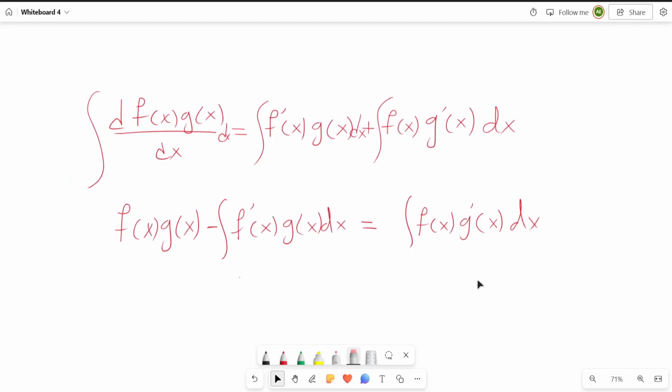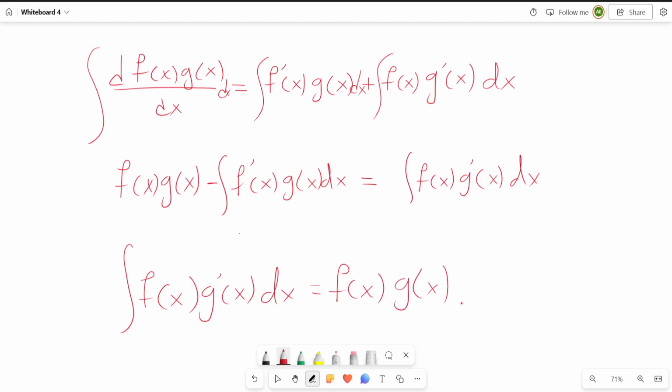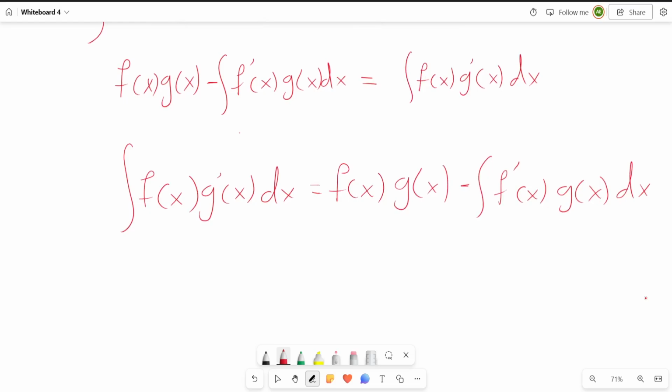So I have now my equation equals something like this. Let me actually rewrite all of it to make this on the left side, just so it's better. So I'll have integration of f of x g dash of x dx is going to equal f of x times g of x minus integration of f dash of x g of x with respect to dx.